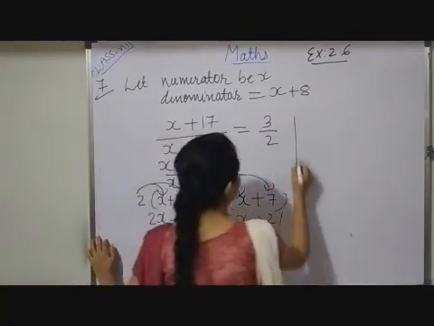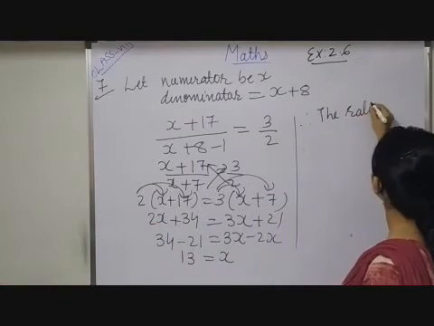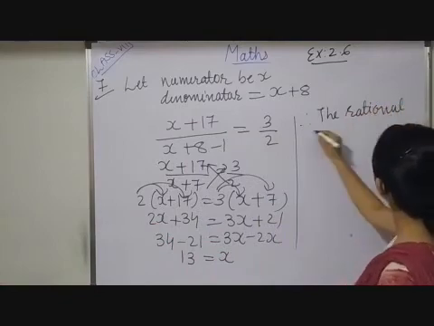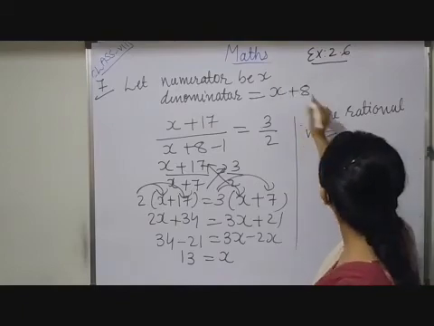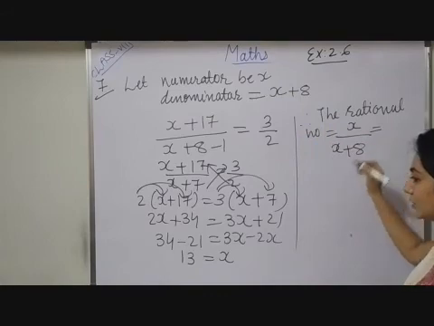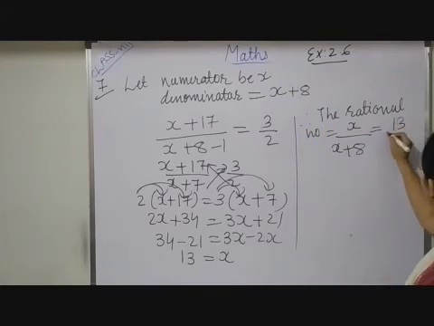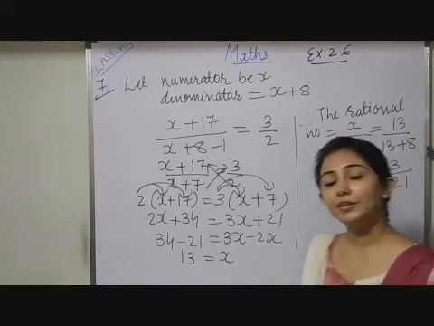Here I have to find a rational number. Therefore the rational number is equal to numerator upon denominator. My numerator is x, denominator is x plus 8. So here I am getting 13 upon 13 plus 8, which is 13 upon 21. Like that you can solve it.